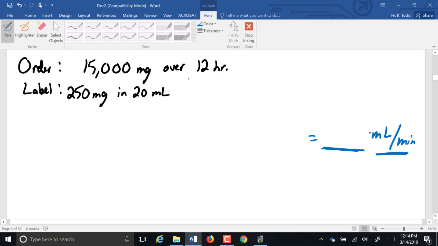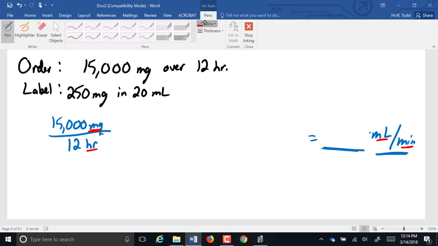Well, as always, we're going to start out with our doctor's order. 15,000 milligrams over 12 hours. That is a rate. But we'll notice here that both of our units need to be changed. We have milligrams per hour. We want milliliters per minute. So we're going to change those milligrams into milliliters.